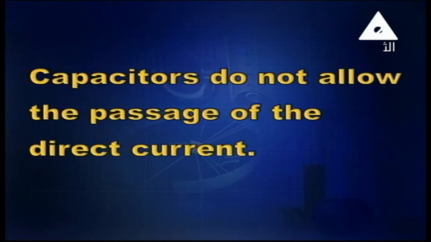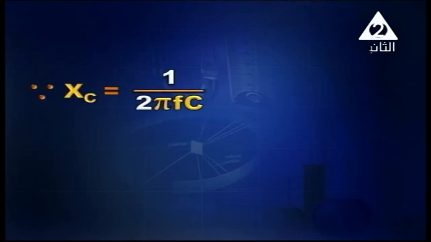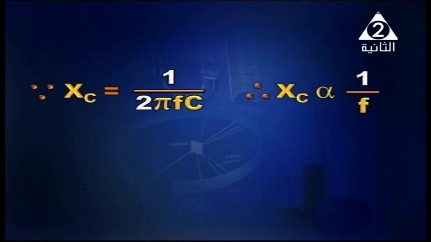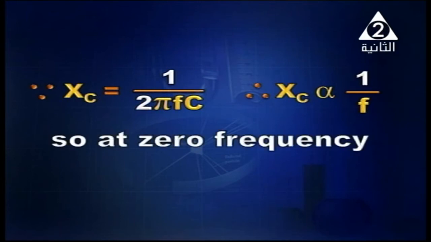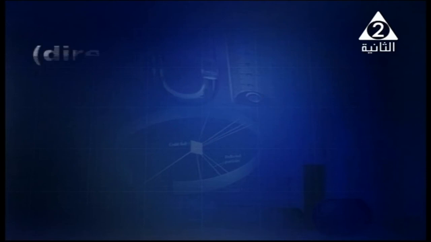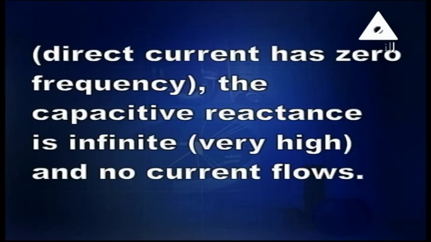Give reason. Capacitors do not allow the passage of the direct current. By the way, direct current has 0 frequency. XC, capacitive reactance, equals 1 over 2 pi FC. So XC is inversely proportional to the frequency. So at zero frequency, as I said, the capacitive reactance is infinite, very high, and no current flows.